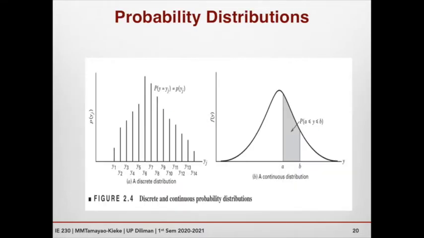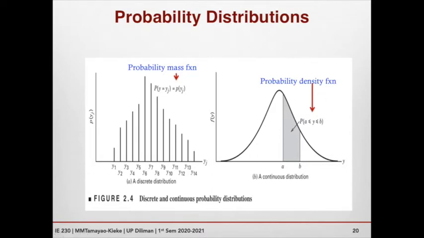Now let's talk about probability distributions, which describes the probability structure of a random variable. Say we have a random variable y. If y is discrete as depicted in the left figure, the probability distribution of y, say p of y, is called the probability mass function. If y is continuous, as in the right, the probability distribution of y is called a probability density function.